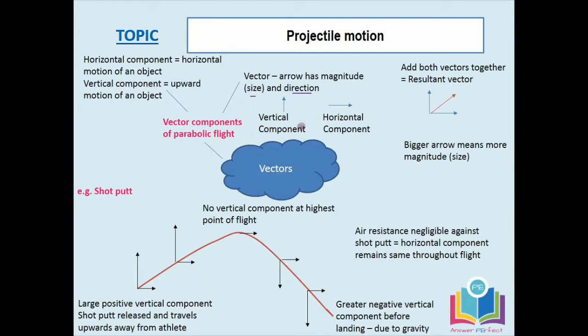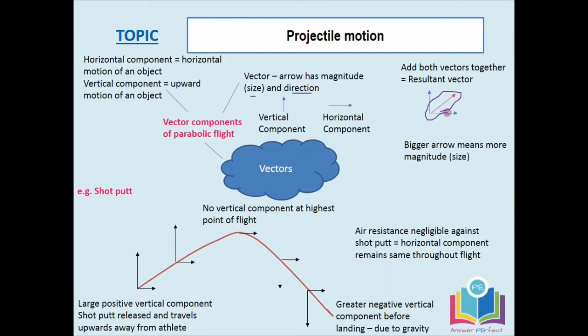Now if we think about what on earth these horizontal and vertical components are, well, a horizontal component relates to the horizontal motion of an object. The vertical component relates to the upward motion of an object. Makes sense really, doesn't it? If we add both of the vectors together, we get this arrow here called a resultant vector.